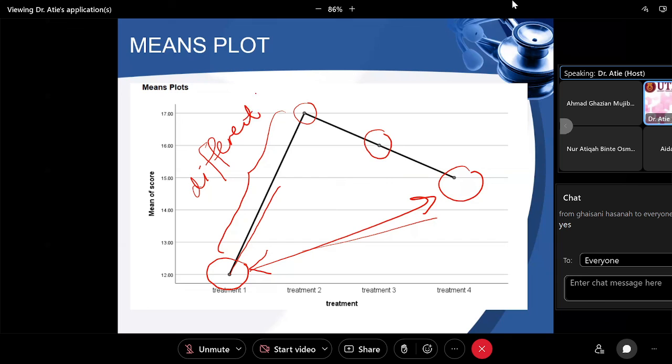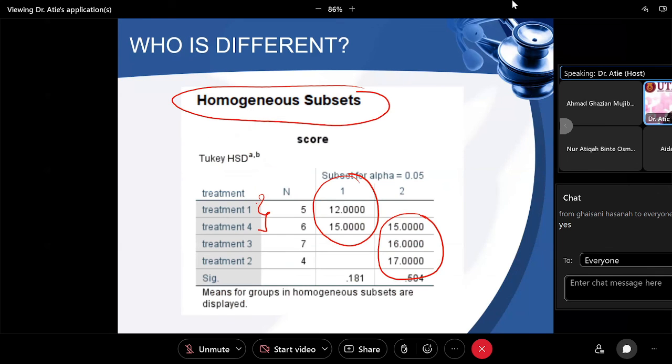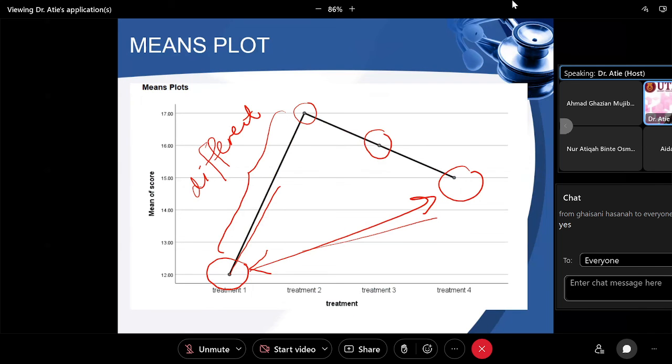Okay. Understand? Just to let you know, this will come out in the final exam. So you need to understand how to read the means plot and how to read the post hoc test table. All right, so that's the end for exercise 3. So let's take a break, maybe only for a while.